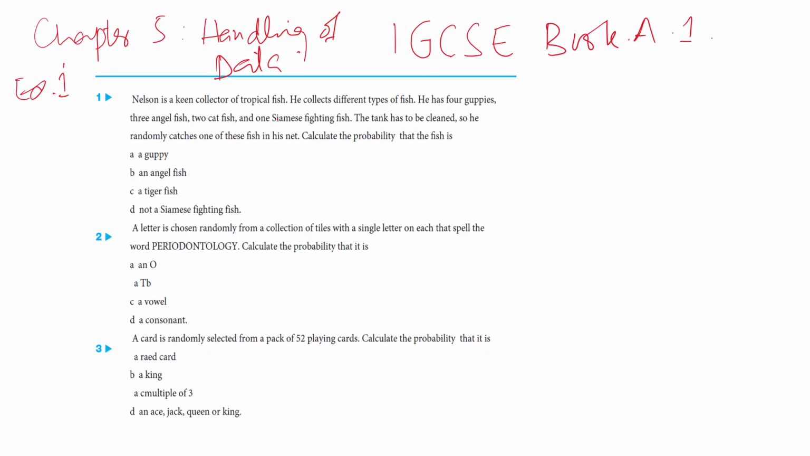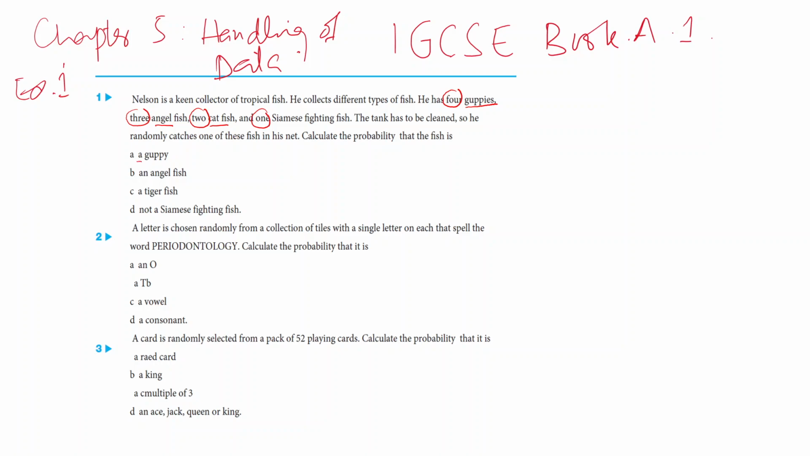Nelson is a keen collector of tropical fish. He collects different types of fish. He has four, you have to look at the numbers, four guppies, three angelfish, two catfish, and one Siamese fighting fish. So the tank has to be cleared, so he randomly catches one of these fish in his net. Calculate the probability that the fish is a guppy.